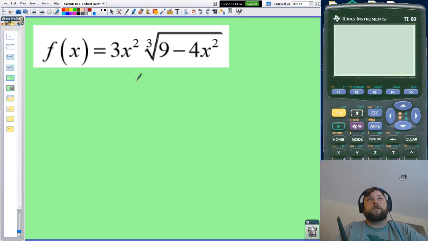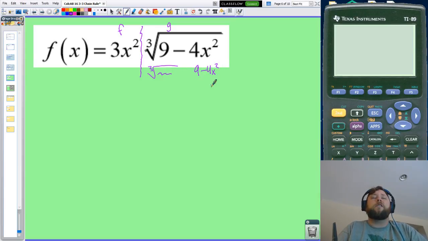Let's do some more. What about this one? Now, there's a mess going on here. This is a combination of two things we learned. This is going to be a product rule, with that being my f and g. And then g has a chain rule inside of it, where the outside is the cube root of something, and the inside is 9 minus 4x squared. Okay, so this looks a little gross, but let's power through this.